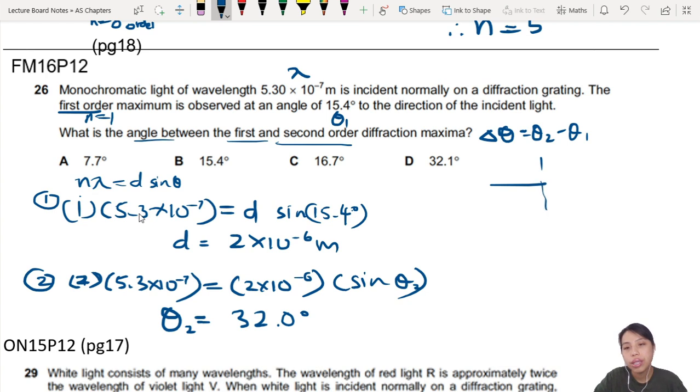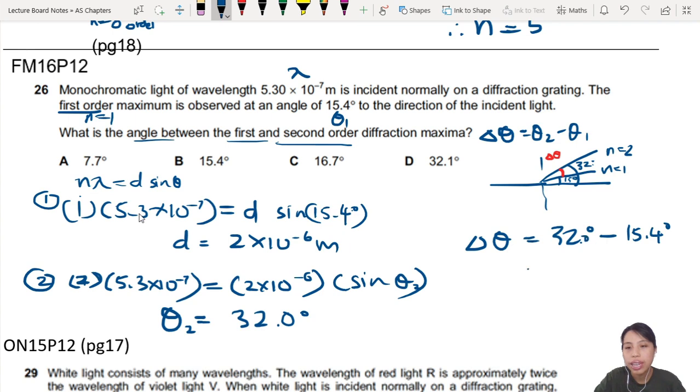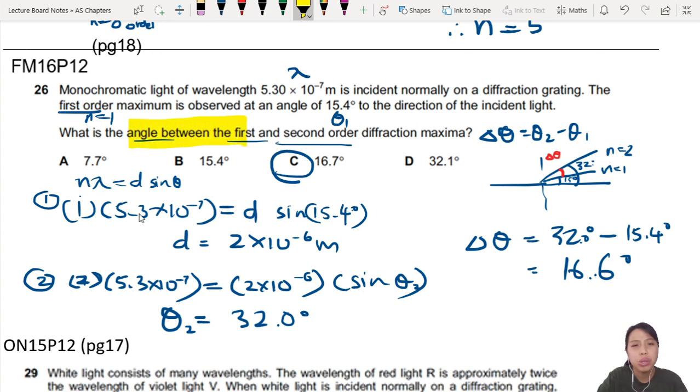So your light splits into first order, second order maxima. This one is 15.4 degrees and this one is 32. They're asking for the difference between the angles. So delta theta will be 32 degrees minus 15.4, which should give you about 16.6, somewhere there. I rounded off a bit already. So the closest to that will be answer C. Just remember, this is a trick question. They say angle between the first and second order, so you need to think of this.